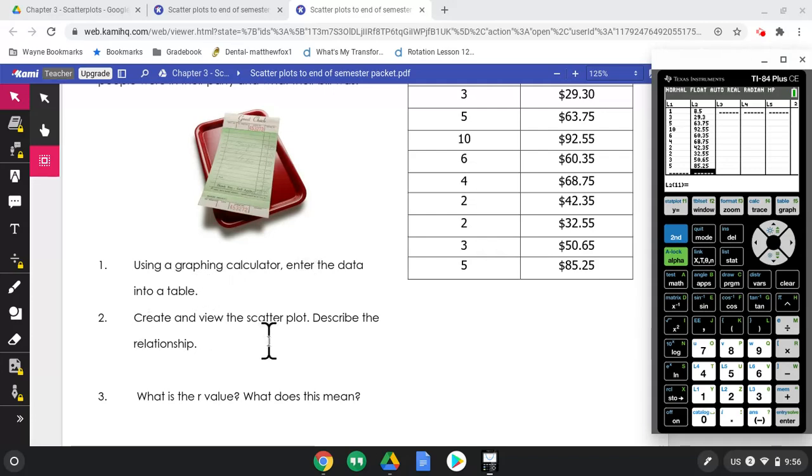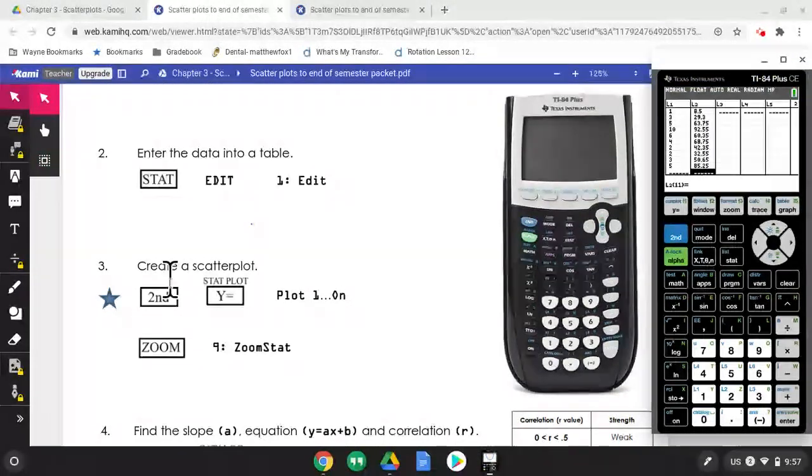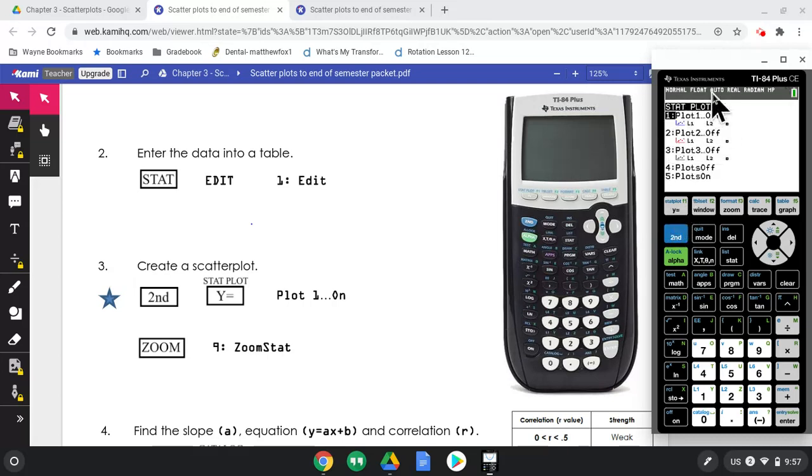Now it says create and view the scatter plot and describe the relationship. So once again, we'll go over here. We need to turn our scatter plot on. So use step 3 here. I'll hit second, and y equals, that gets me the stat plot. Notice plot 1 is off, so I need to hit enter and then hit enter again to turn it on. Okay, now go to zoom and then zoom stat. So zoom, option number 9 is zoom stat. So hit 9, and here is my visual.